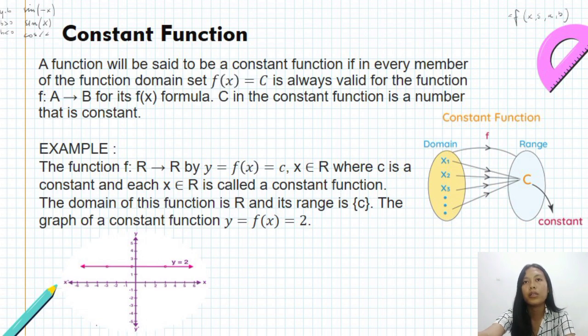For example, the function f from R to R by y equal to f(x) equal to c, such that x is an element of R, where c is a constant, and each x element of R is called a constant function. The domain of this function is R and its range is the set {c}. The graph of a constant function y equal to f(x) equal to 2. You can see the graph on the screen.